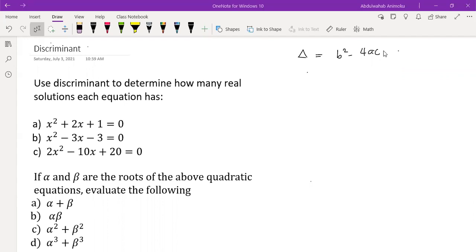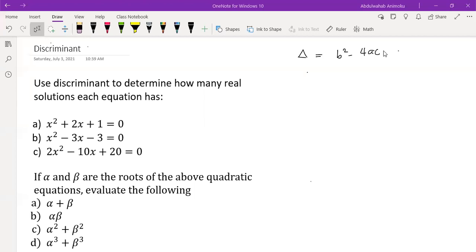In this particular video, we're going to look at how to use the discriminant to determine how many root solutions we have to a quadratic equation. And furthermore, we're going to look at how to determine the sum of roots and product of roots of quadratic equations, and some other expressions in terms of the roots of quadratic equations. So let's just get right started into the problems.